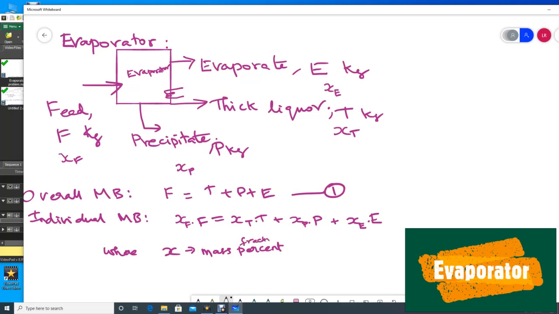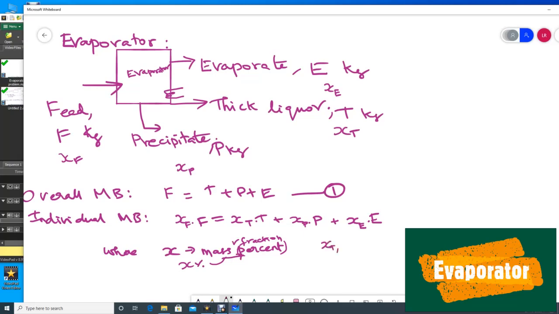So we will have a simple individual material balance. Whatever amount of solid is present in the feed will be present in the thick liquor. So xf into F is equal to xt into T will be the material balance when there is no precipitate formation and no carry away of solids along with the evaporate.